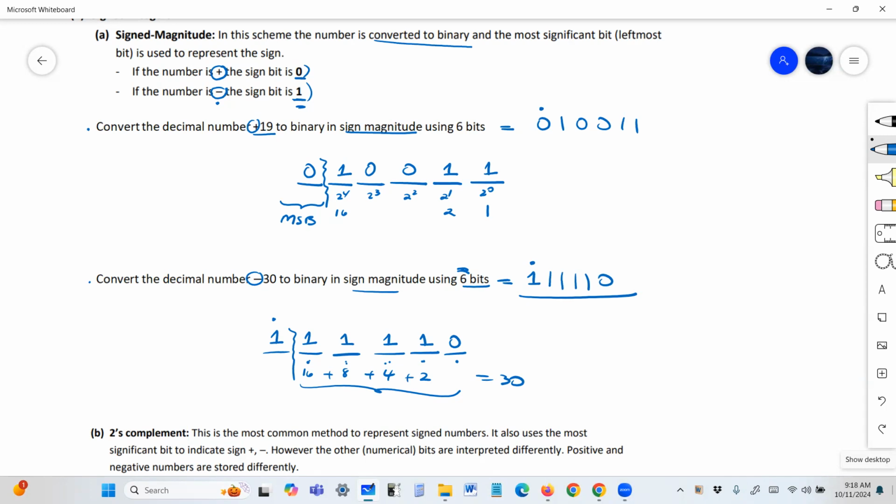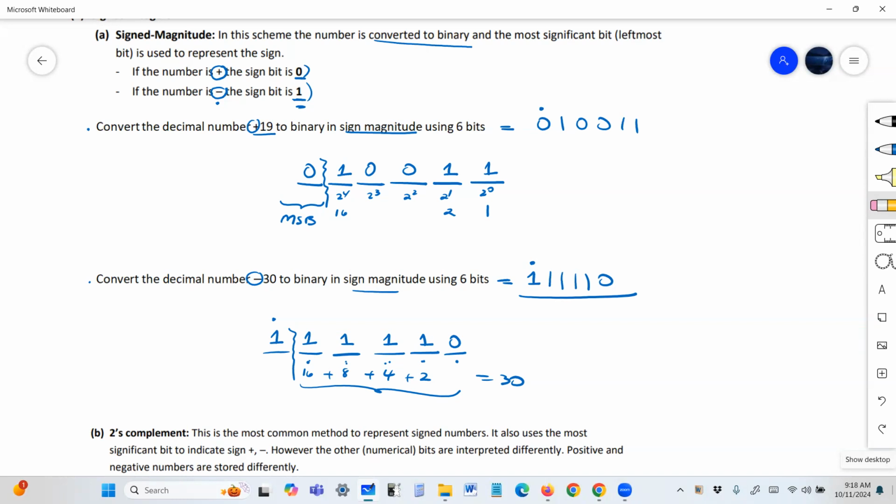Let's convert the number into binary using 1 less bit than the total allowed, because the leftmost bit is used for the sign. So again, in sign magnitude, the most significant bit, the leftmost, is 0 for positive, 1 for negative, as you see up there.